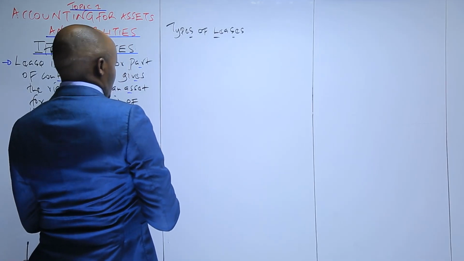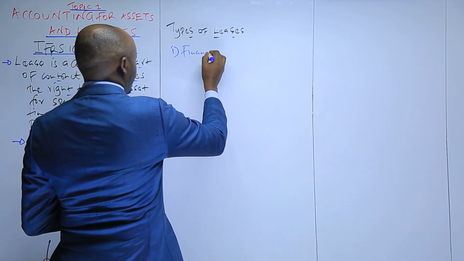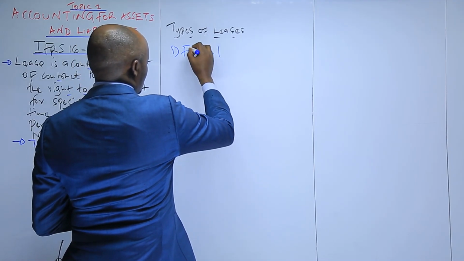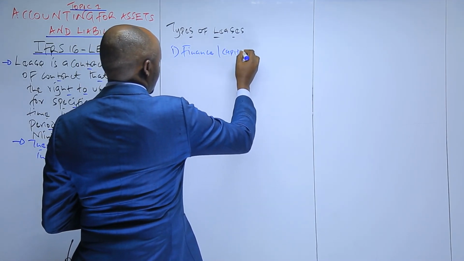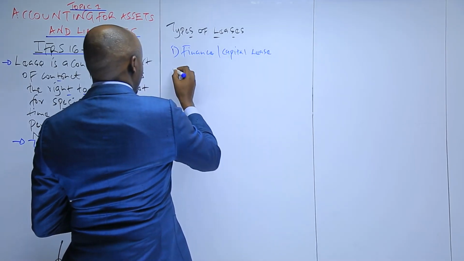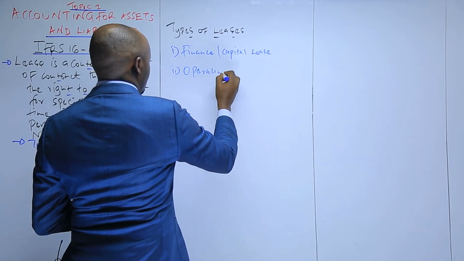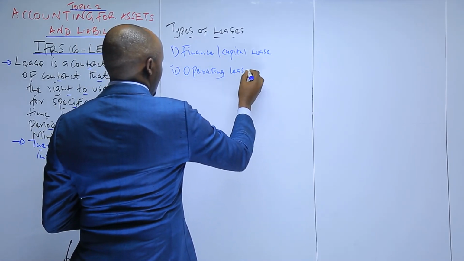Number one, we have what we refer to as a finance lease. Some books refer to this as a capital lease. And number two, we have what we refer to as an operating lease.